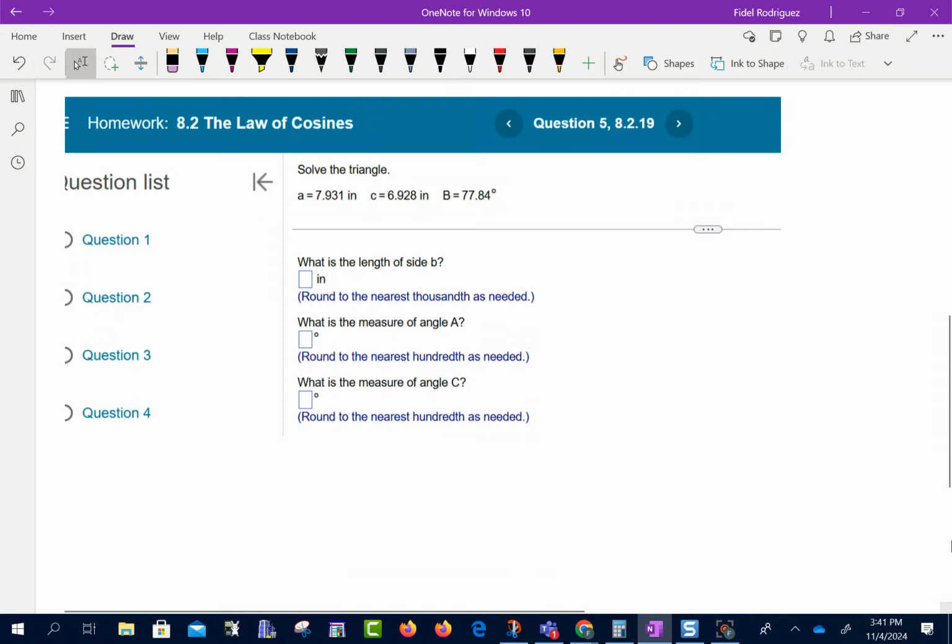All right, everybody. So let's see. First problem I'm going to do here. This is a problem that somebody asked out of our homework, and this is problem number 5 out of 8.2. So let's see if we can do it. It says solve the triangle.